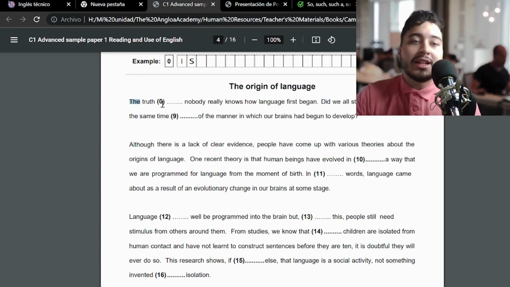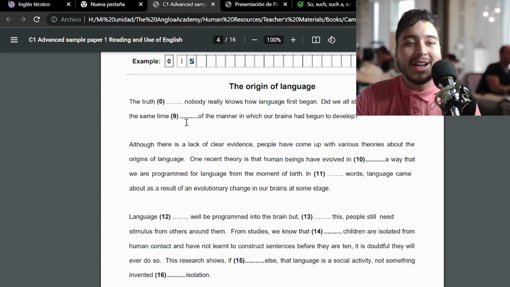The common expression here is "the truth is." Here's the example: the truth is, nobody really knows how language first began. We all start talking around the same time of the manner in which our brains have begun to develop. Now, we know what it means, but we've got to study the structure a little bit. Here you can be lost, because it's really normal to not understand what's going on here. But we're going to see.